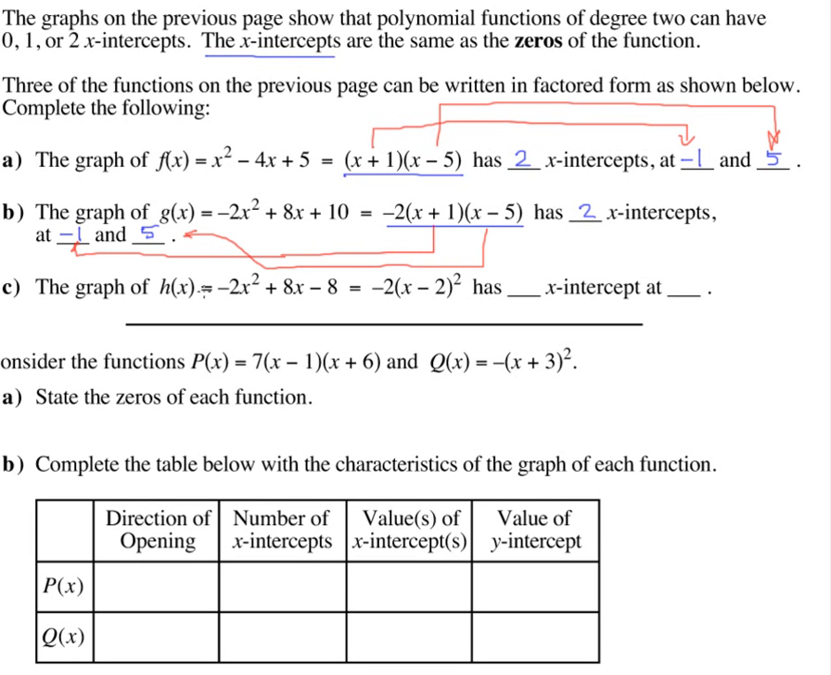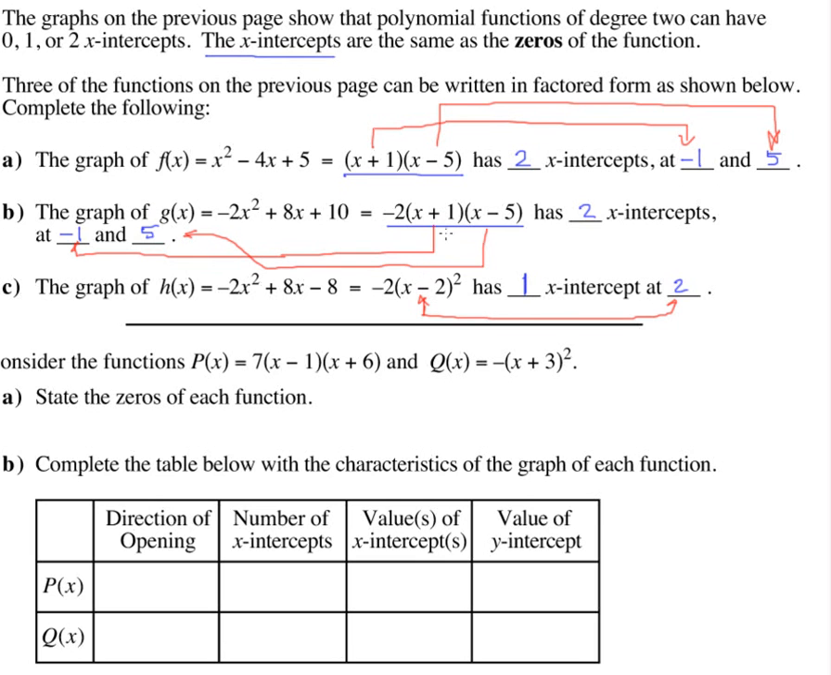And h of x, which was the one at the very bottom that opened downward, they factored that and it was (x - 2) all squared. That turned out to only have one x-intercept, and it was right at 2. So again, we see a connection between what the factor is and what the x-intercept is. It's always, if x minus the number is a factor, then that number is a root or an x-intercept.